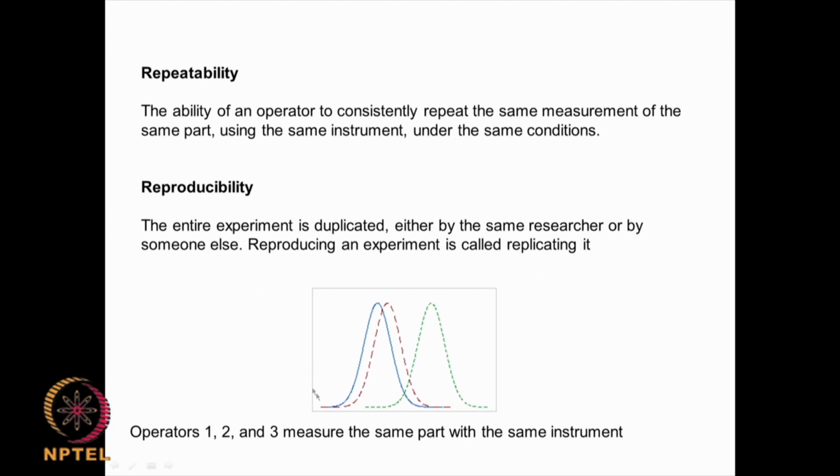So, in reproducibility, you are trying to see whether operator 1, 2, 3 are able to reproduce the same experiment. I give the same experiment to 3 people and see whether they are able to reproduce it. So, I may have a situation where one operator, second operator almost able to reproduce, whereas third operator is not able to reproduce. Okay. So, the repeatability is different from reproducibility.